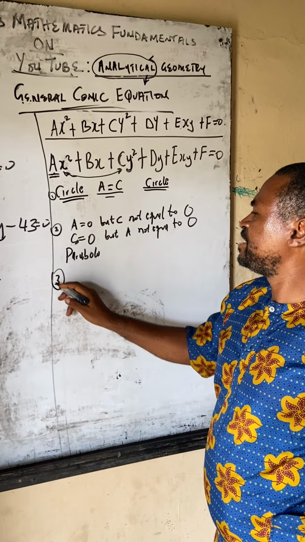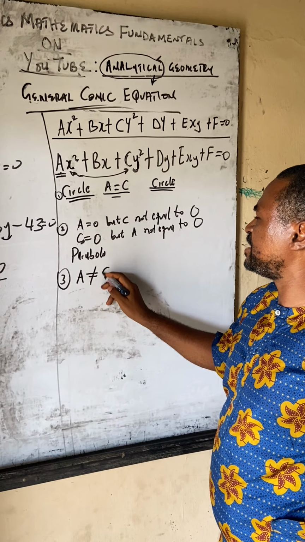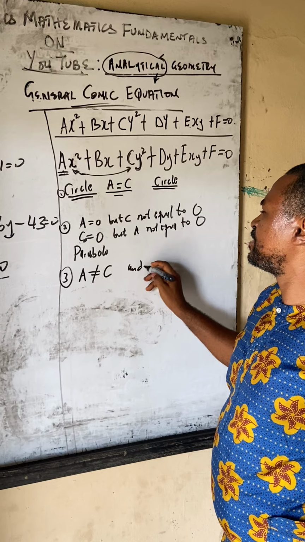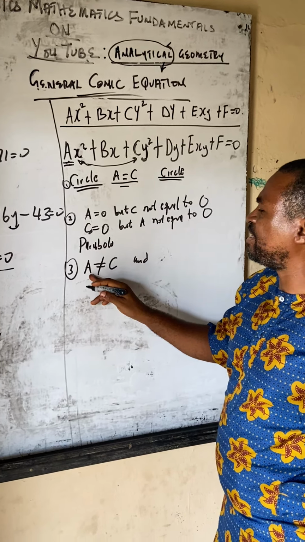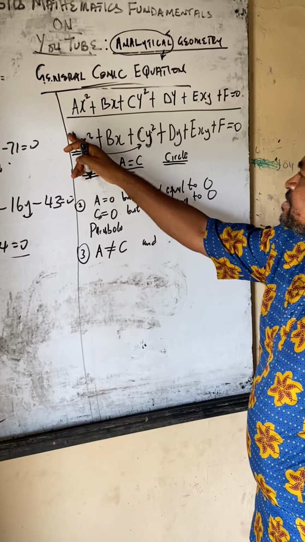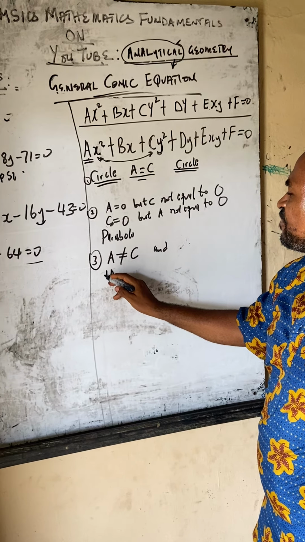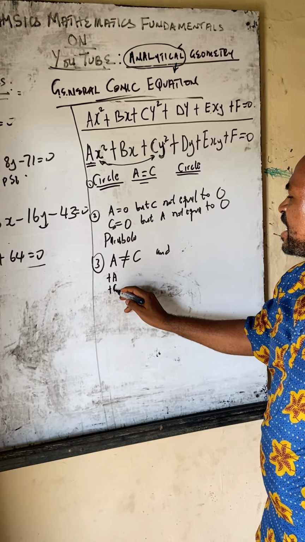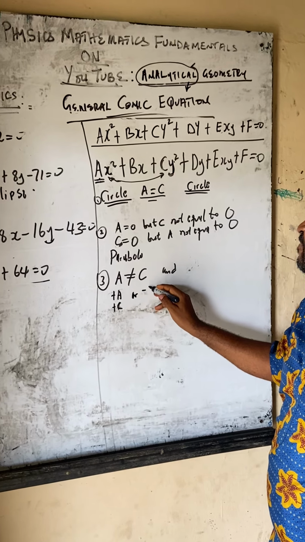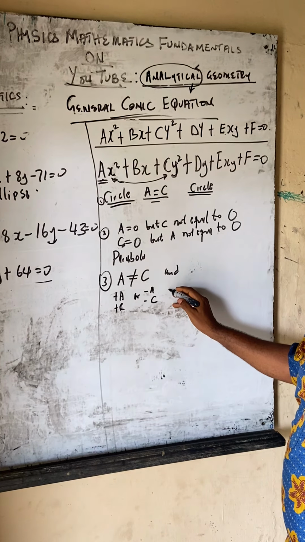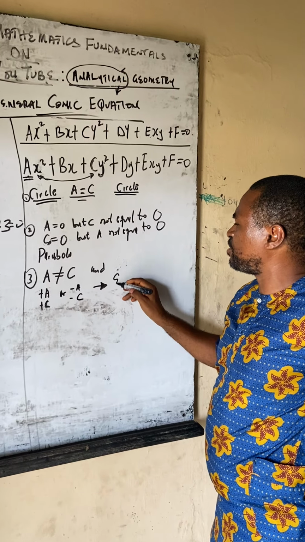Now case 3 is when variable A is not equal to variable C, and the value of the sign in front of A is equal to the value of the sign in front of C, like I'm having plus A plus C, or I have minus A minus C, then I'm referring to what is called an ellipse.